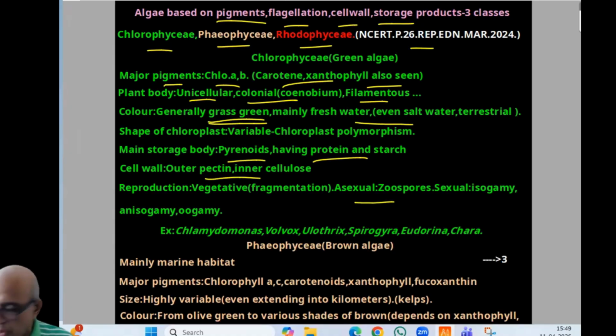Now comes Phaeophyceae, brown algae, mainly marine habitat. Major pigments, chlorophyll A and C. Here it was A and B, here it is A and C. Then carotenoids, xanthophyll, and fucoxanthin. Size is highly variable, even extending to kilometers. Typical example is kelps. Now, color is from olive green. Previously it was grass green, this is olive green, to various shades of brown depending on xanthophyll, depending on this type of pigments.